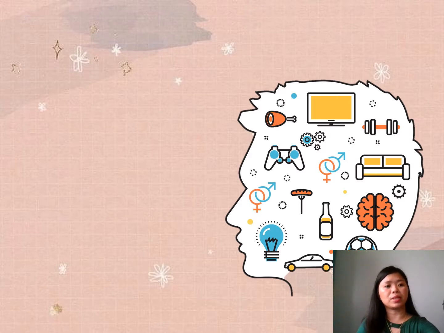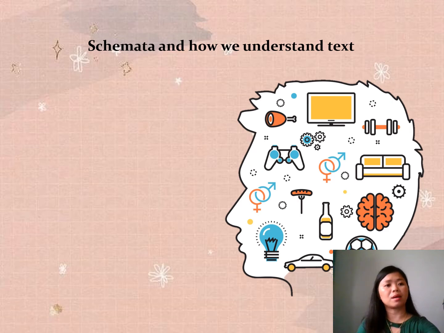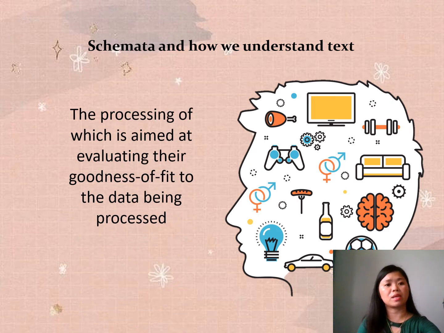As I mentioned earlier, schemata are recognition devices, the processing of which is aimed at evaluating their goodness of fit to the data being processed. The idea is similar to the predicting, confirming strategies of Goodman that we discussed in Module 3. Simply put, it means finding out whether one's interpretation is substantiated by text information. Okay, this idea will be made clearer through the next activity.